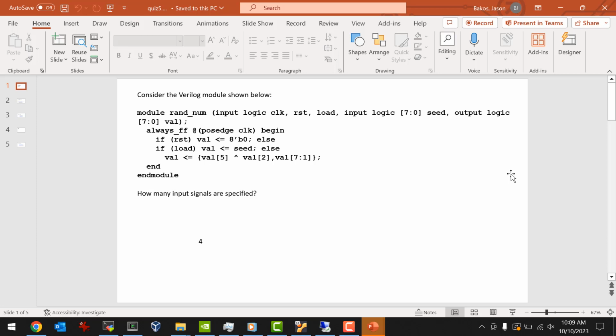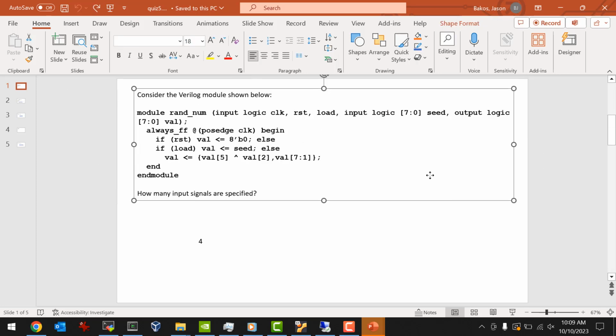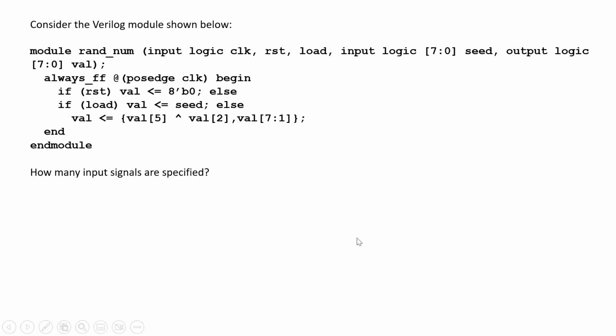Okay. So we had a quiz last week on Dropbox, quiz 5. I think this is the right one, right? Consider the Verilog module shown below. How many input signals are specified? That would be clock, reset, load, and seed, so 4, right? That's easy.